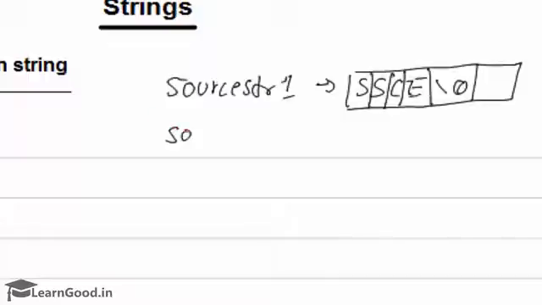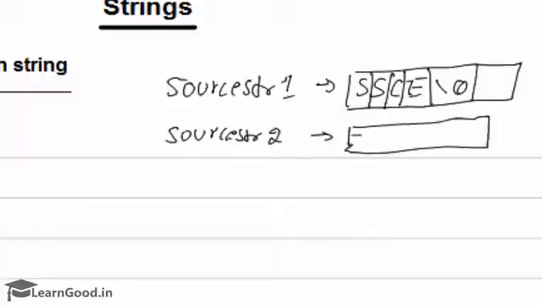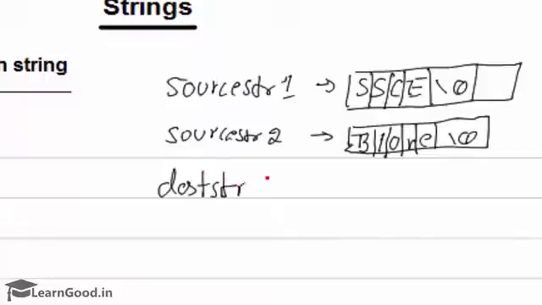Let's take a second string, source str2, which is having again 5 characters, and then you have a \0. These are the two strings. So both string data has to be concatenated and stored into a destination string. That is, dest str should have here SSCE Bangalore, and then you need a \0.